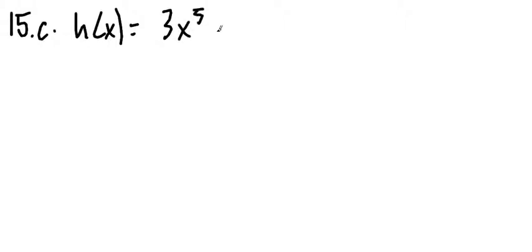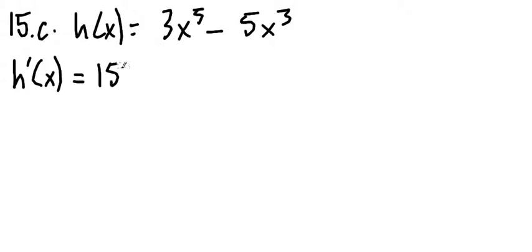Finally at 15c. So for 15c, we're looking at h of x equal to 3x to the 5th minus 5x cubed. Again, this function is defined everywhere, so I don't have to worry about whatever the domain might imply about this. I apply the first derivative to this function, I get 15x to the 4th minus 15x squared.